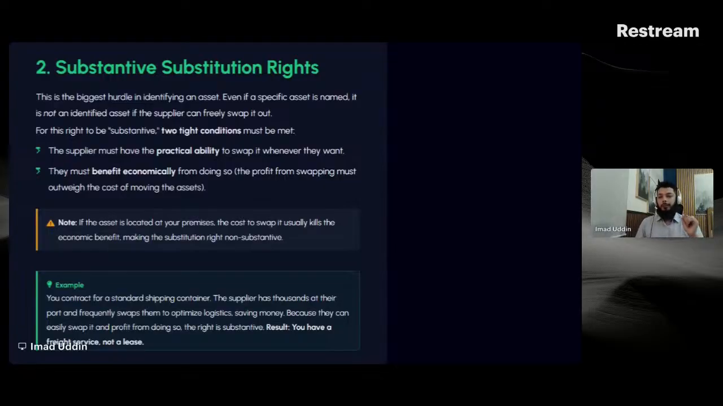So here's a quick example. You contract for a standard shipping container. The supplier has thousands of these containers at their disposal, and they frequently swap them to optimize logistics, saving money. Because they can easily swap it and profit from doing so, the right is substantive. Result, you have a freight service and not a lease. So if you have any object from a lessor that the lessor can easily swap, then you do not have a lease. You have a particular service to use an asset, but that's not defined under IFRS 16 as a lease contract.